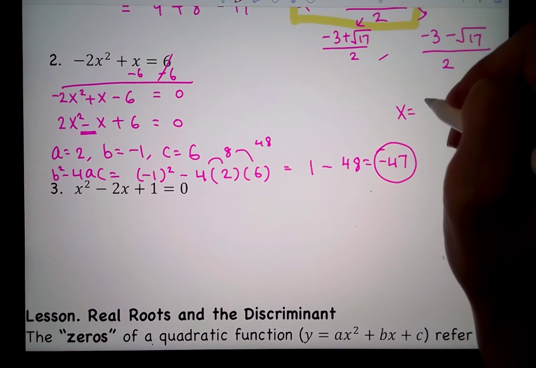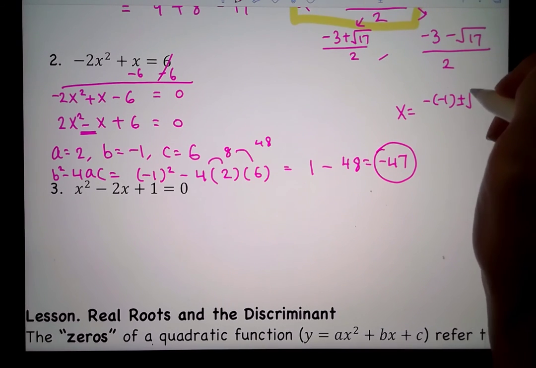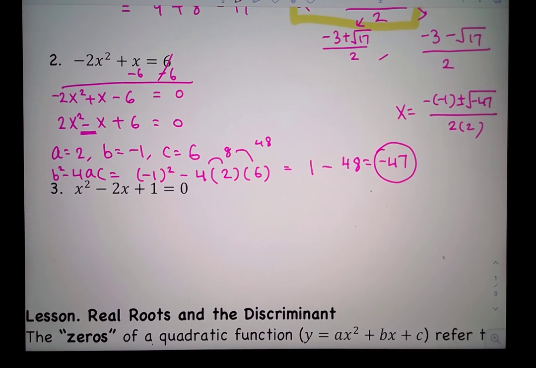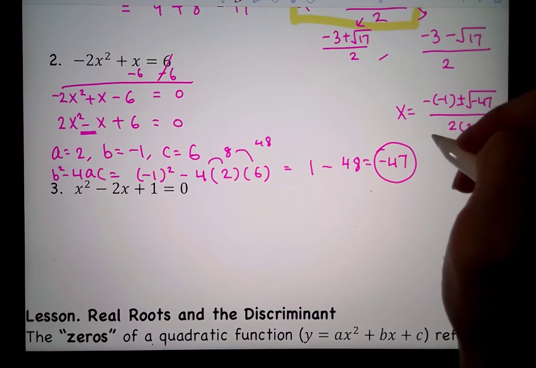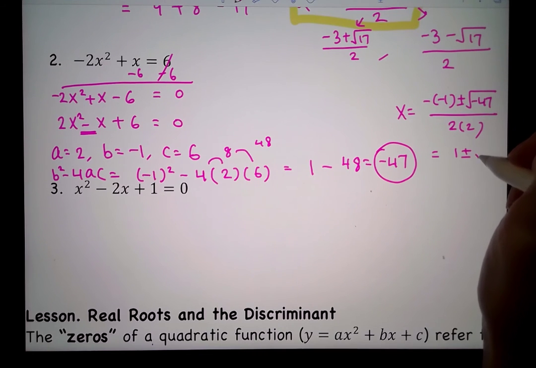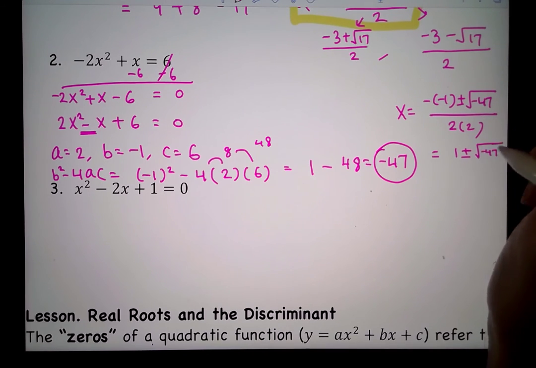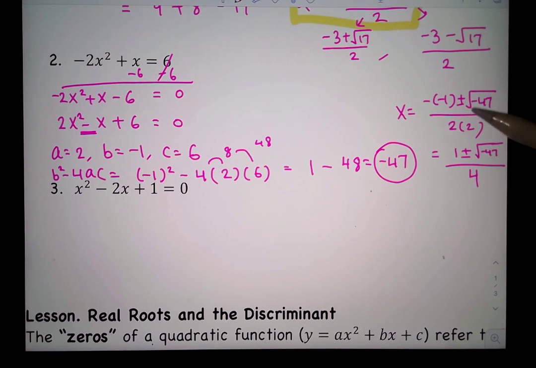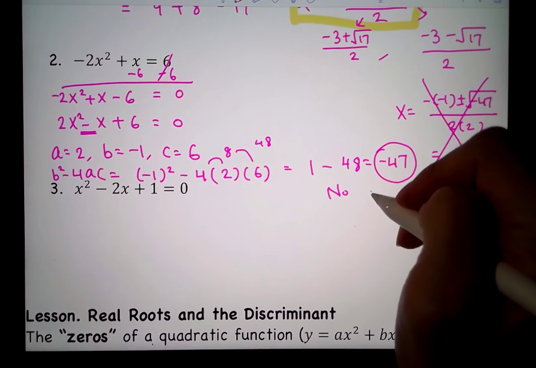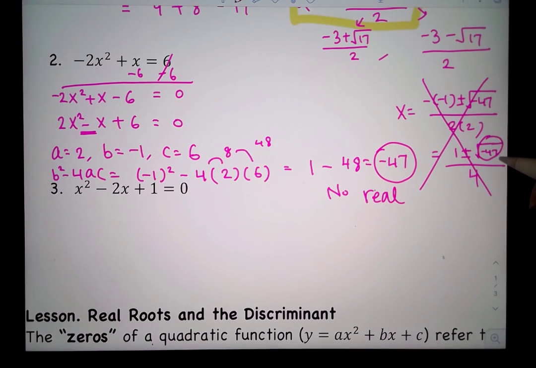x equals negative b plus minus the square root of negative 47 over 2a. When you simplify that, you get 1 plus minus the square root of negative 47 over 4. But because of that, this is undefined. There's no number like that, because you cannot have a negative number inside the radical. So there's no solution, no real solution. I'm going to say real because that's an imaginary number.